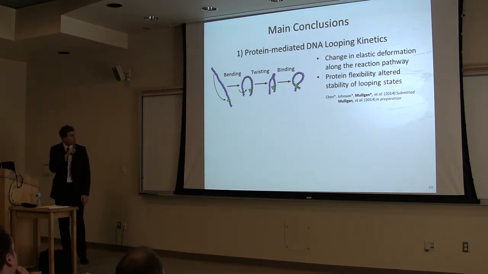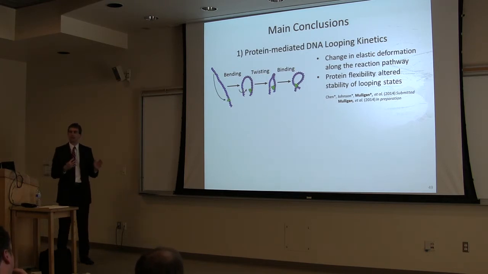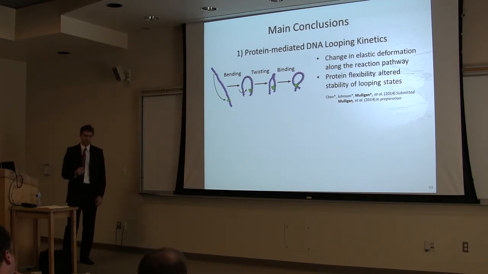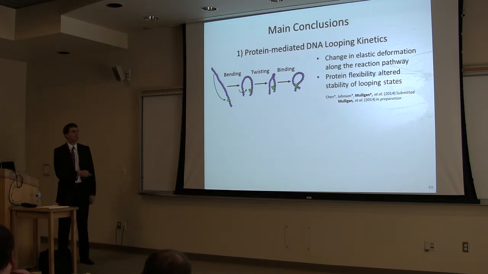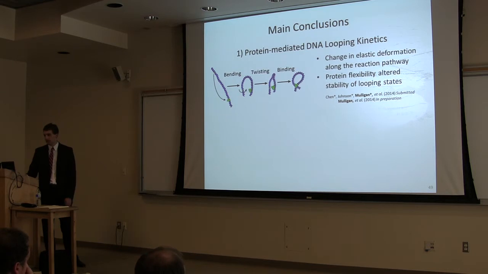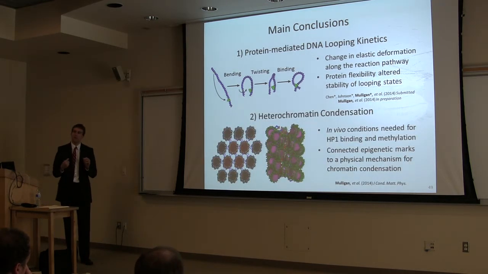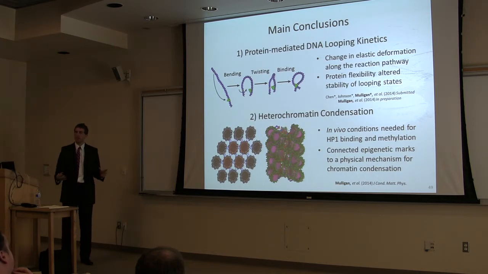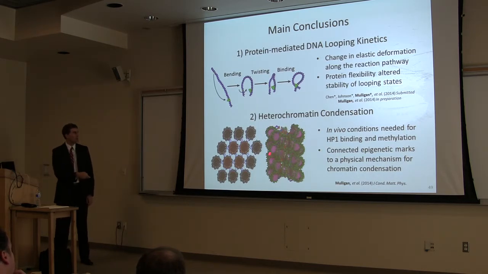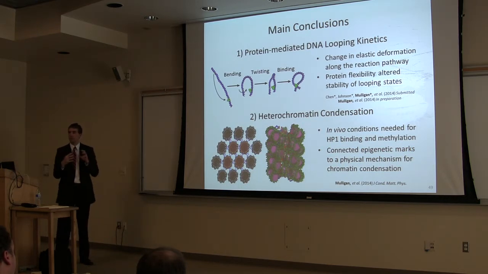So I just want to summarize the whole talk. In the first half, I went over the key effect of protein flexibility and how this alters the energy landscape that we saw for this looping reaction. And more information can be found in these upcoming manuscripts. Then in the second half, I talked to you about the in vivo conditions necessary to form these heterochromatin regions, these very dense, packed regions. And ultimately, we're connecting the marks in these regions to a mechanism for condensation.